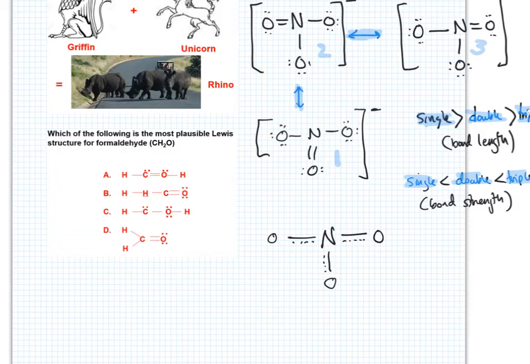It looks more like this. It's more like a 1 1/3 bond. It's a single bond with a little bit more bond, and these are all the exact same bonds.